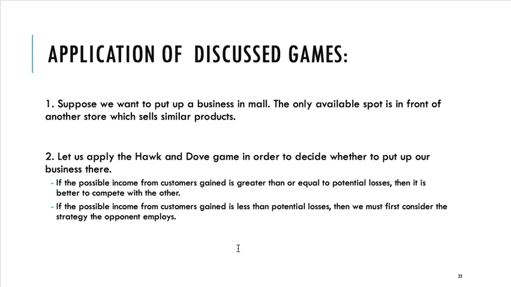Let's apply both games in real life. Suppose we want to put up a business in a mall, and the only available spot is in front of another store which sells similar products to what we sell. So let us apply the hawk and dove game so that we can decide if we want to put up our business there. If the possible income we can gain from customers is greater than our losses, then it is better to compete with the other. However, if the possible income is less than the losses, then we must first consider the strategy that the opponent would employ.